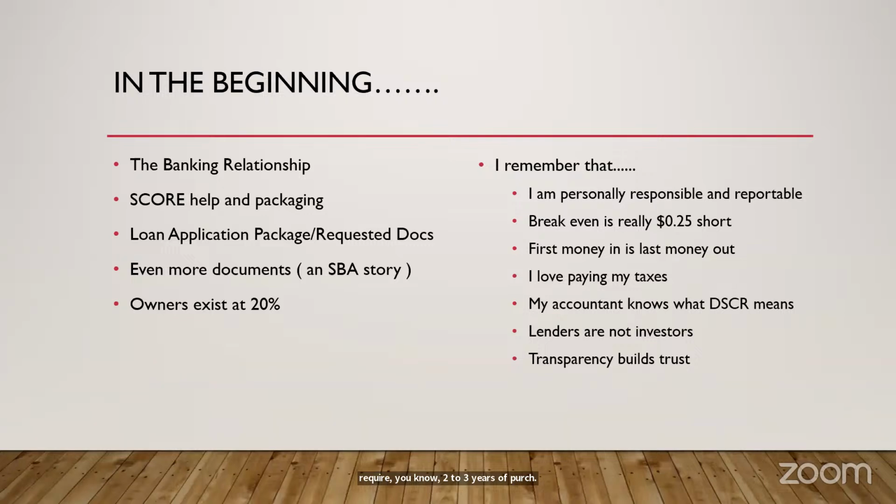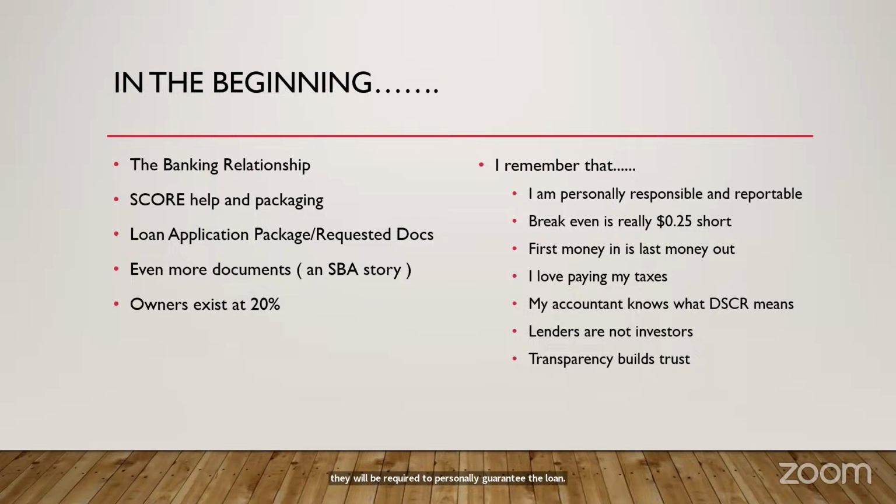Another important thing, and you'll see this in the next couple of slides, the loan application package is really important when submitting your loan request, and there's a lot of documents that you're going to need. And if we go SBA, which is another option, there are even more documents needed. It's also important that if you have more than one owner for your business, owners essentially exist at 20%. So anyone that owns 20% or more of the business is considered a principal, and they will be required to personally guarantee the loan.